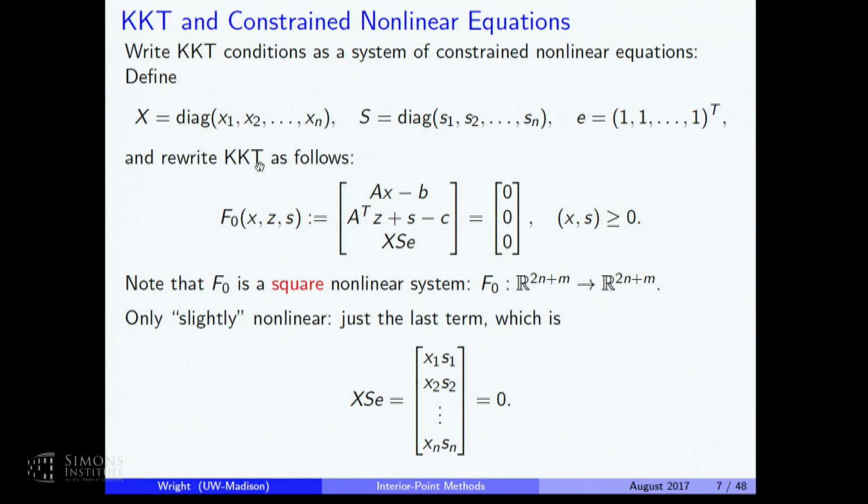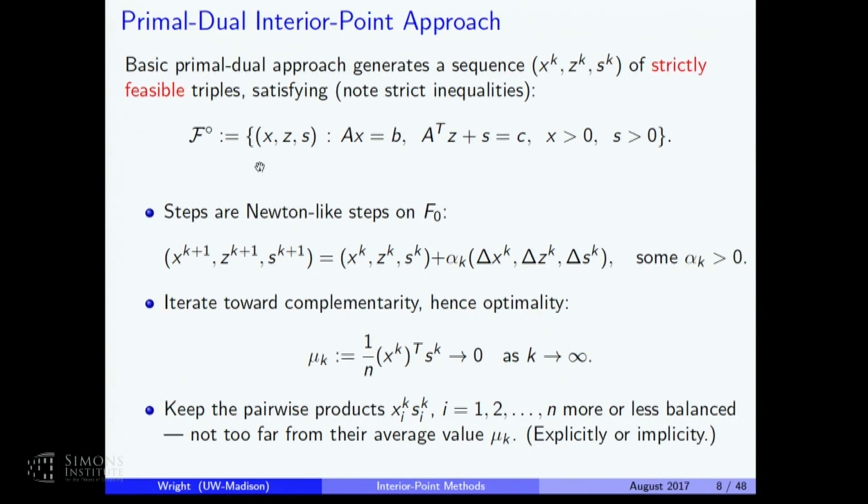So if I can find an x, z, and s that first of all satisfy these nonlinear equations, that one's nonlinear, and these inequalities, I've got a primal dual solution. So what primal dual interior point methods do is to try to solve that system. Okay, so that's the approach.